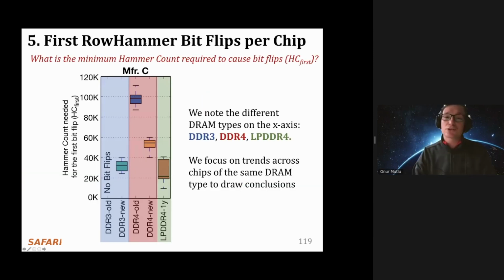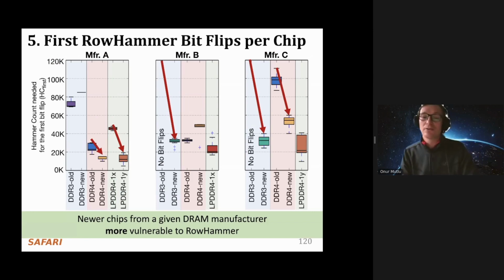The other study that we did was the first Rowhammer bit flips per chip. What is the minimum hammer count required to cause the first bit flip in a chip? And you can see that we look at these results like this. There are DDR3, DDR4, and LPDDR4 over here. And the y-axis shows the hammer count, HC first, the hammer count needed for the first bit flip. So let's take a look at this example. For example, DDR4 chips over here, the hammer count you need in the old chips is relatively high. Let's say more than 80K, somewhere close to 100K. It goes down to 50K, 60K over here, as you can see. And that's true for DDR3 old. There are no bit flips in some DDR3 old chips, but some of the DDR3 new chips are more vulnerable, as you can see. And you can see that's true for many, many manufacturers and many, many DRAM type node configurations. Essentially, newer chips from a given DRAM manufacturer are more vulnerable to Rowhammer.